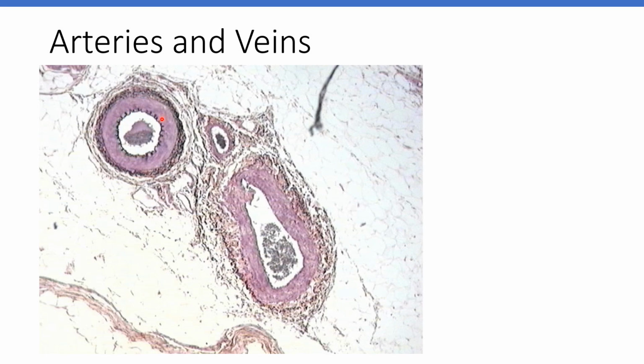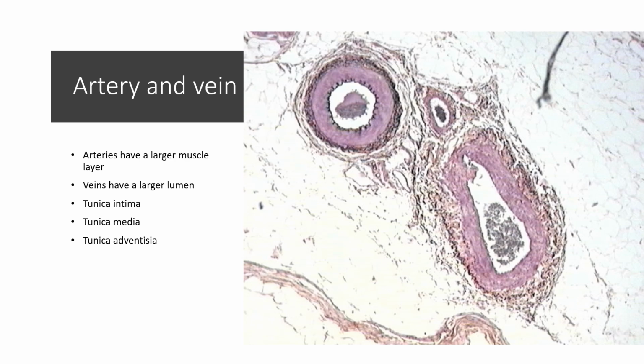In the arteries, you also have elastic tissue, which causes it to pull and constrict, and so inside this you have simple squamous endothelium, and it's pulled, giving you this bumpy appearance. The veins will have simple squamous endothelium as well, but it won't be pulled. It does have elastic tissue, but not as much as the arteries. So arteries have a larger muscle layer, veins have a larger lumen.